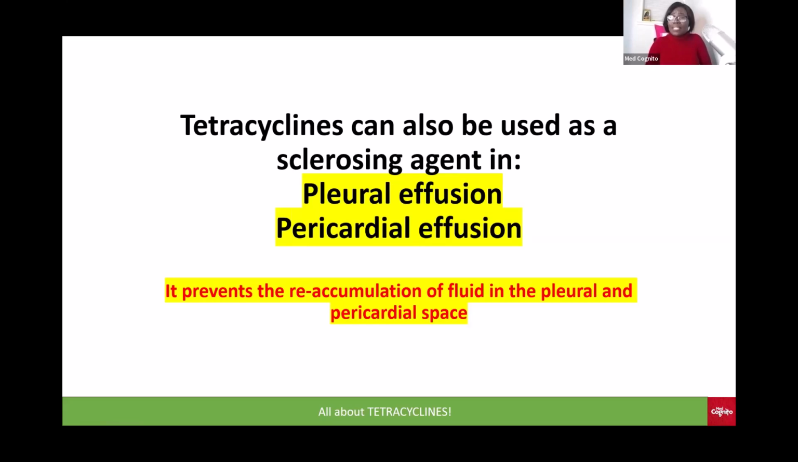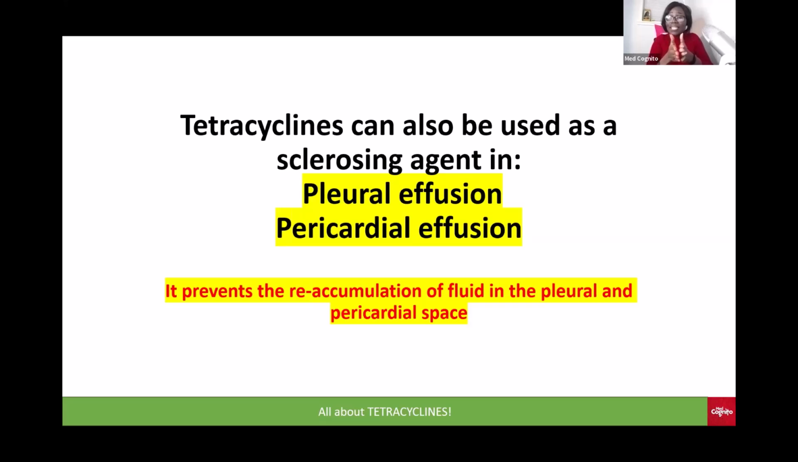So let's look at another interesting use for tetracycline. It is used as a sclerosing agent in pleural effusion and pericardial effusion. So let me explain it further. You have a client who is always coming in with pleural effusion. And you know that pleural effusion is accumulation of fluid in the pleural space. So we can use this tetracycline as a sclerosing agent.